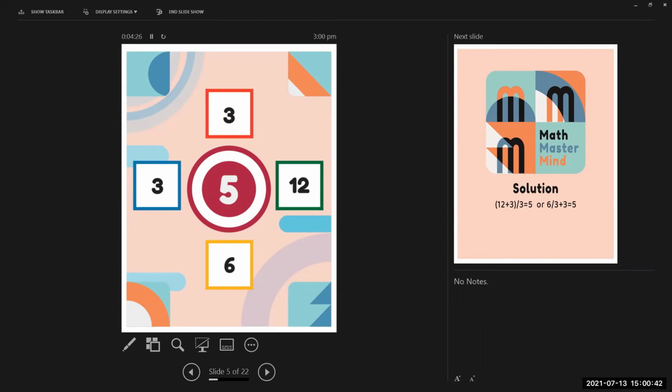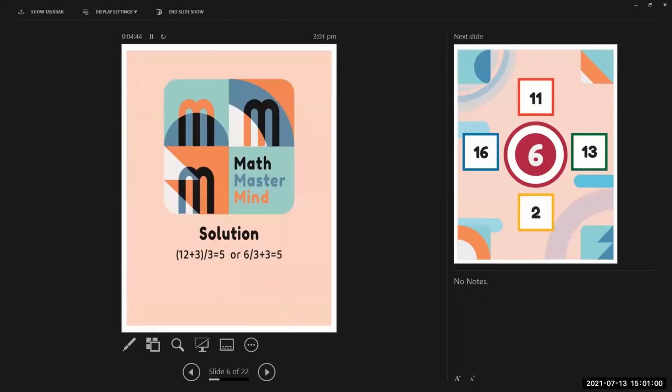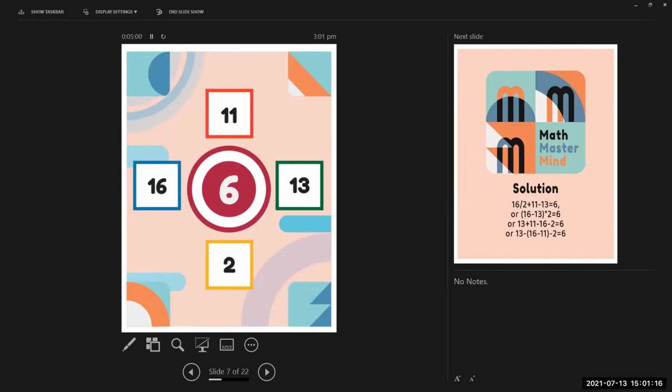So the way I would write the equation would be 12 divided by 6, plus 3. So 2 plus 3 equals 5. Or another way I can write the equation is 6 divided by 3 plus 3. Clear? So these are ways you can write the equation. In fact, there's another way. Another way is bracket 12 plus 3, close bracket, divide by 3 equals 5. Correct.